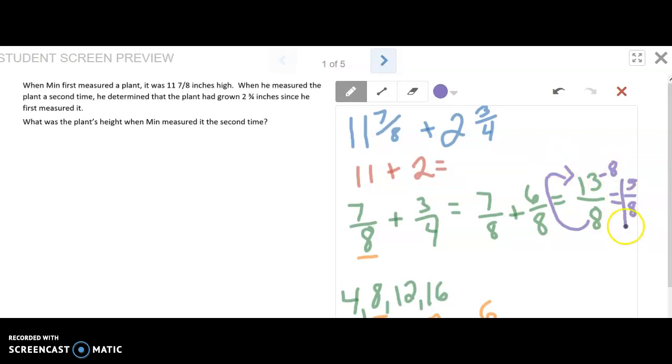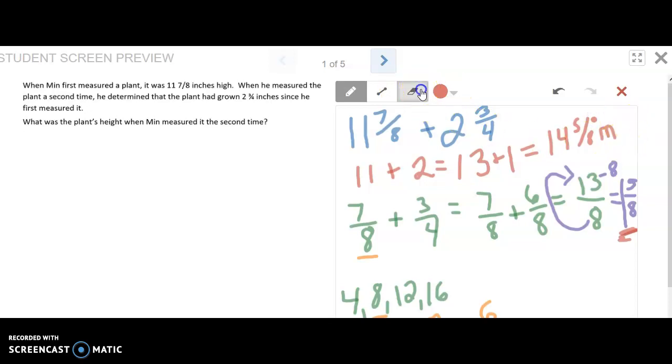All right, now I'm not done. I've got to go back up here to my whole numbers, and I'm going to add those, okay? 11 plus 2 is 13. And then I can't forget about my 1 5/8 over here. I've got the whole number of 1, so I'm going to add that to my 13. Gives me 14. And I've got to bring my fraction part up, 5/8. And so now I can answer the question and say that the plant, the second time around he measured it, was 14 5/8 inches tall.